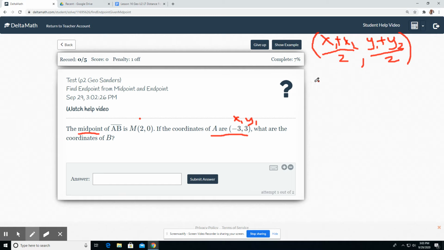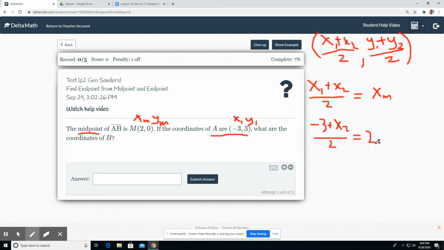So we need to look at these separately. I'll go ahead and do x first. So let's look at the x's. So (x1 plus x2) divided by 2 is equal to the x midpoint. All right, so I'll call this x midpoint, and then that's the y midpoint. I'll just plug everything in, and we'll solve it. So x1 is -3. x2 is what I'm looking for. It's divided by 2, and then that's equal to the midpoint for x, which is 2.